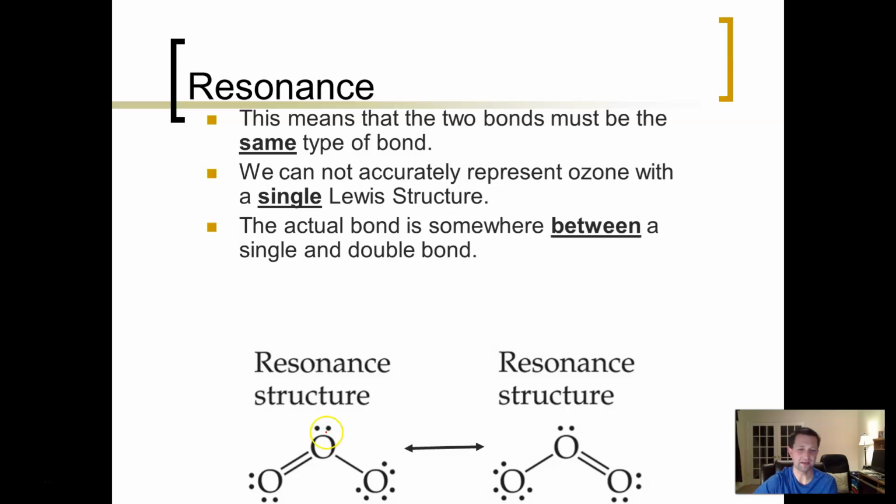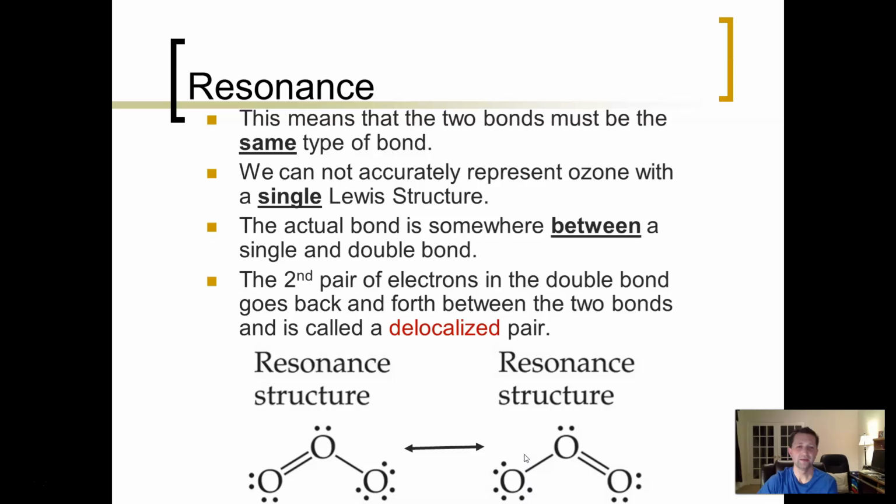Let me see if I can make that text go away for just a second here. Both of these are valid Lewis structures, and they're really the same Lewis structure. All we're doing is moving the double bond over. We have one OO double bond and one OO single bond. Same over here. Same structure. Why are they related though? What does this mean here?